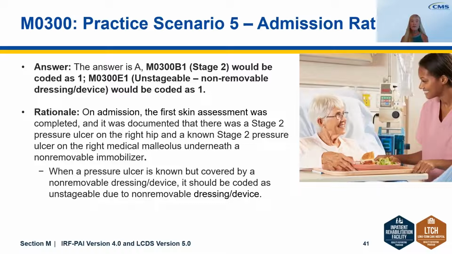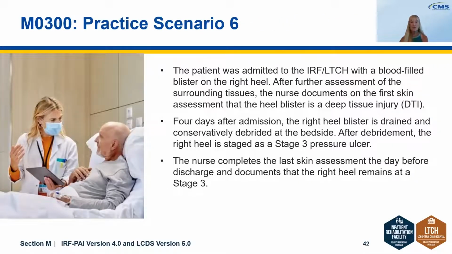So even though there is documentation that the known pressure ulcer underneath the non-removable immobilizer is a stage 2, when a pressure ulcer is known but covered by a non-removable dressing or device, it should be coded as unstageable due to the non-removable dressing or device. All right, let's move on to our 6th scenario. The patient was admitted to the IRF-LTAC with a blood-filled blister on the right heel. And after further assessment of the surrounding tissues, the nurse documents on the first skin assessment that the heel blister is a deep tissue injury.